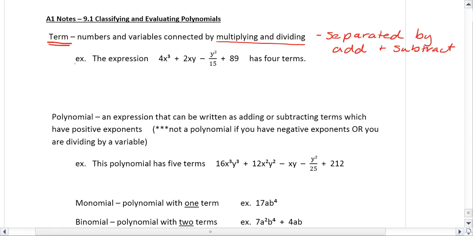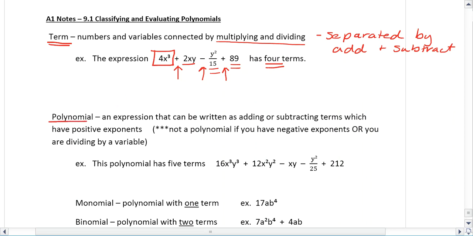This expression we have in this example has 4 terms. This is one term because the 4 and the x cubed are connected by multiply. This is another term connected by multiply again, and notice separated by the adding sign. This is a term connected by division, separated by the multiply sign, and of course 89 is a term in and of itself, separated by this adding sign. So this expression has 4 terms, and it is a polynomial.